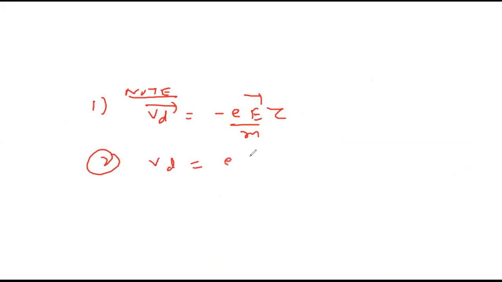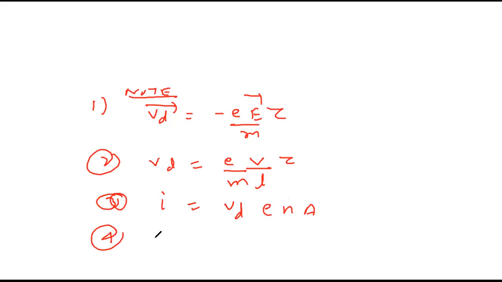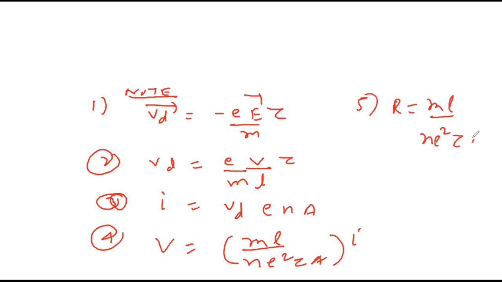See, I'm just rearranging all the formulas which we got because in entrance we are not interested in derivation. So first we got drift velocity in vector form as minus eE bar upon m into relaxation time. Second, this can be written as eV upon L m into relaxation time. From this we got I as V na. Fourth, we got voltage as mL upon n e square tau A into I. So from this we can say R equals mL upon n e square tau A. Six. Have you heard about R is rho L by A? Yes, sir. So specific resistance will be m upon n e square tau. Rearrange this in this form.